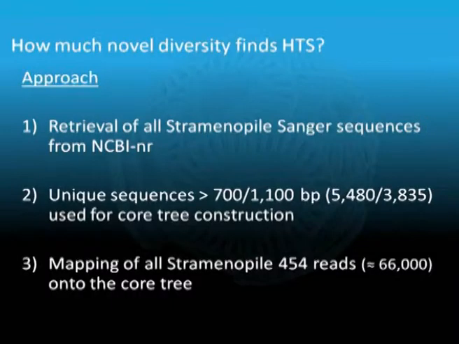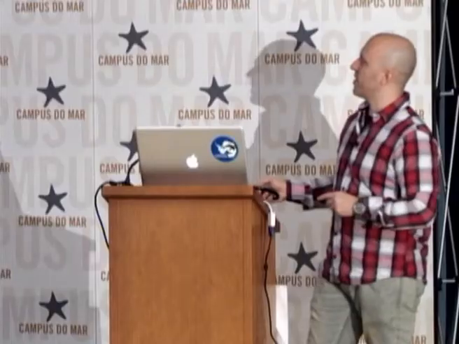But what we did to explore this question was, we said, let's take all the stramenopiles we find at NCBI, then take only unique sequences which have this length, and generate trees which have this amount of sequences. And after we have these large trees, constructed with longer reads that we can trust, we can map all our shorter reads, which are about 66,000, to this tree. Well, the tree comparison will come a bit later, but now I will show you something else.